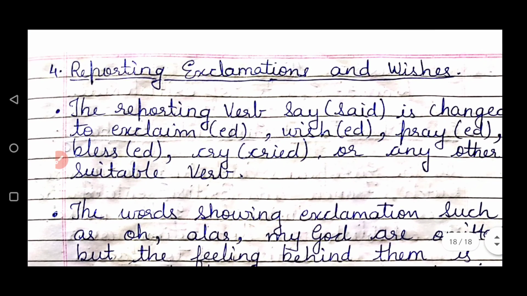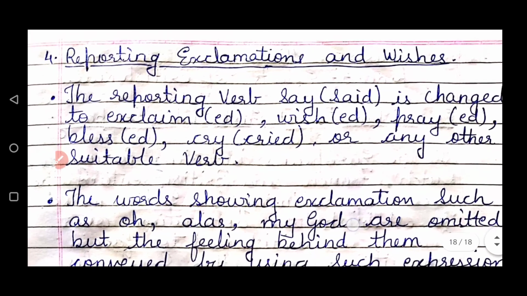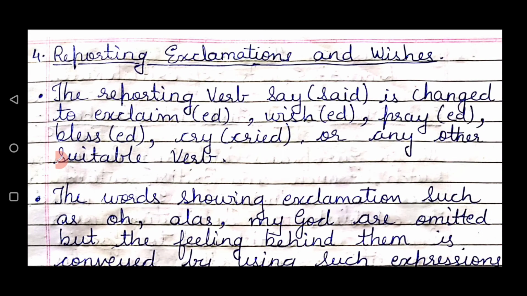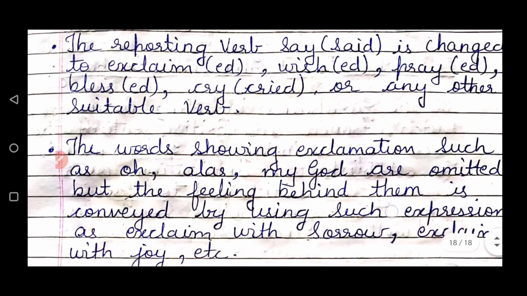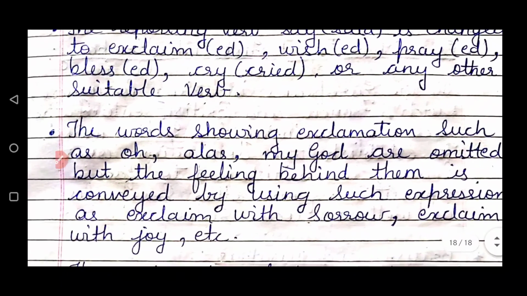Now last part है हमारा reporting exclamations and wishes. अगर हमें exclamations यानी exclamatory sentences जो होते हैं, wow, hurrah, oh, ouch, इस टाइप के words और wishes, ये हम कैसे चेंज करते हैं, let's see over here. तो रिपोर्टिंग वर्ब जो है हमारा said, वो कैसे चेंज होता है. It changes to exclaimed, wished, prayed, blessed, cried और any other suitable verb. तो इस टाइप के किसी भी verb में हम चेंज कर सकते हैं हमारे exclamations या wishes. तो wishes के लिए देखो हम यहाँ पे use कर सकते हैं wished, prayed, blessed, और exclamations के लिए exclaimed, cried, ये words हम use कर सकते हैं.